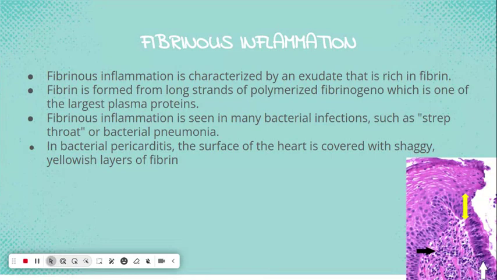Fibrinous inflammation is seen in a lot of bacterial infections such as strep throat or bacterial pneumonia. We see in bacterial pericarditis, the surface of the heart is covered with these shaggy, yellowish layers of fibrin. So you can see these long, thin spindles of that fibrin.